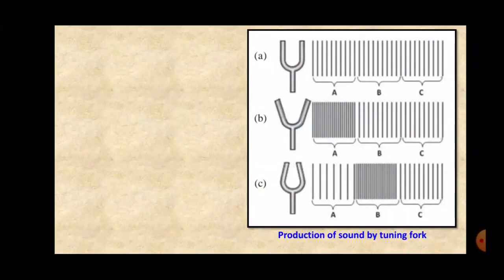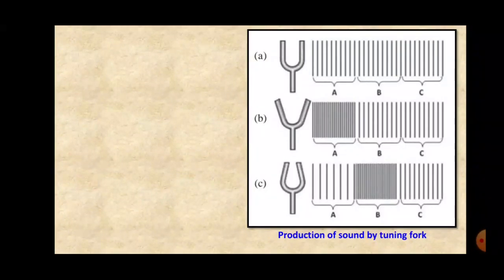Now here, when we strike the tuning fork on an object, these two prongs, or you can say the hands of the tuning fork, start vibrating. That is, they start moving from their central place to the left and to the right. In B, you can see that they are moving in the outward direction, and in C, they are moving in the inward direction. Because of these outward and inward movements, sound is produced.